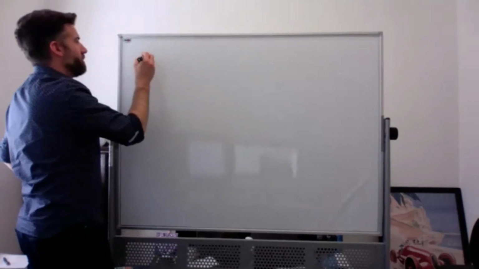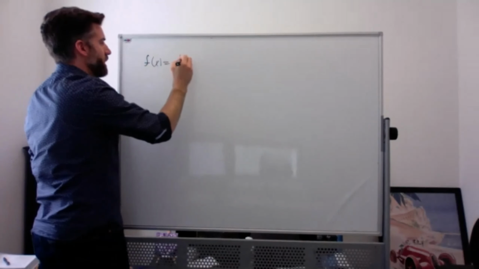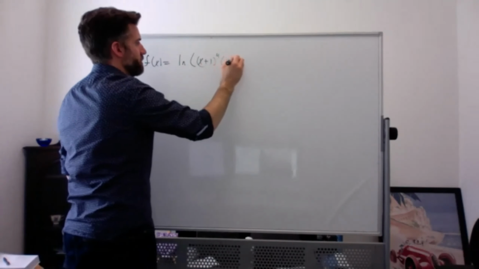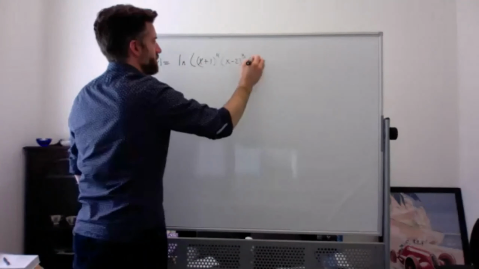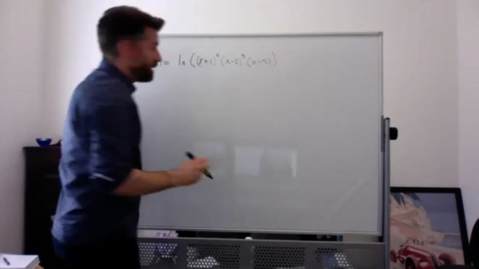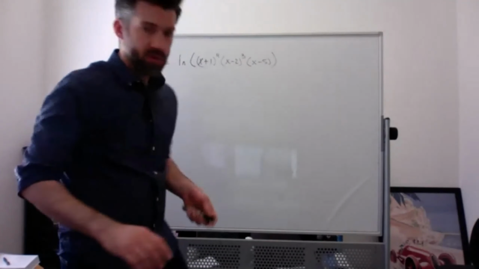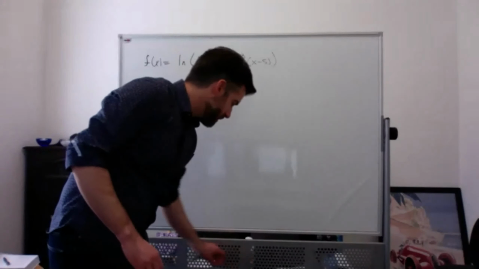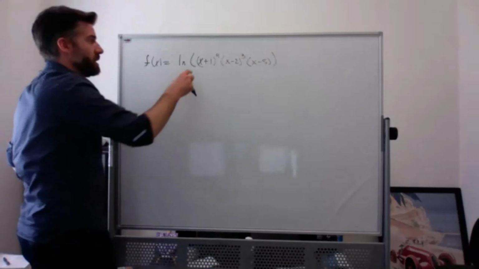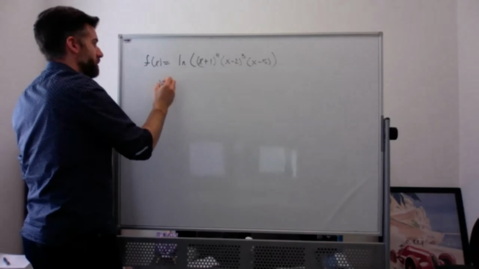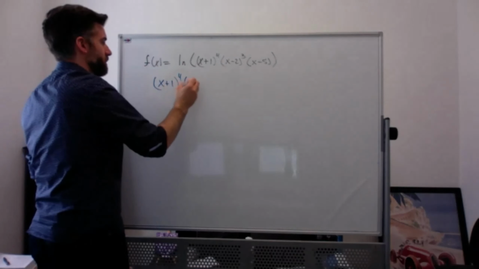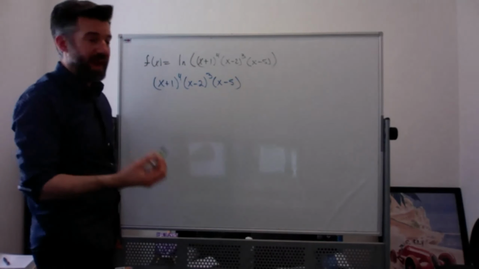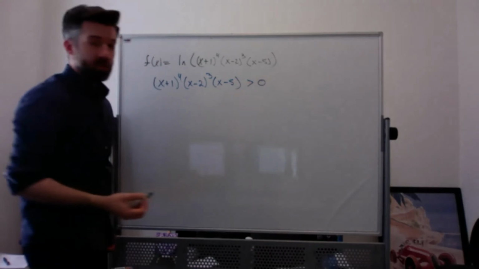So let's say we had f of x equal to the natural log of (x plus 1) to the 4th times (x minus 2) cubed times (x minus 5). And I'm trying to find the domain of this function. So for any logarithmic function, we're going to say the following: the inside stuff, all the stuff inside the logarithm, has to be strictly greater than 0.